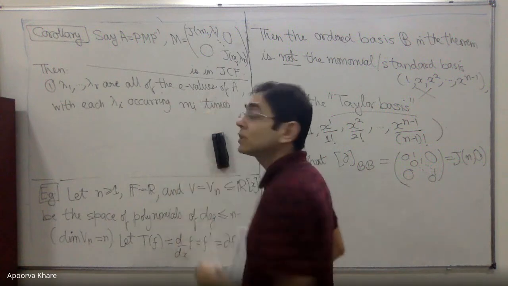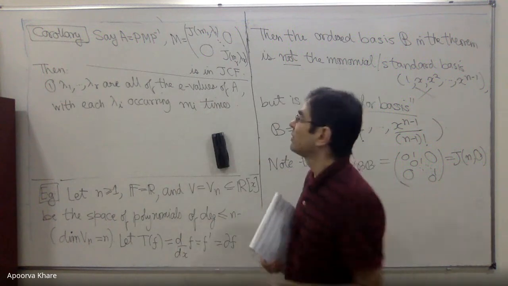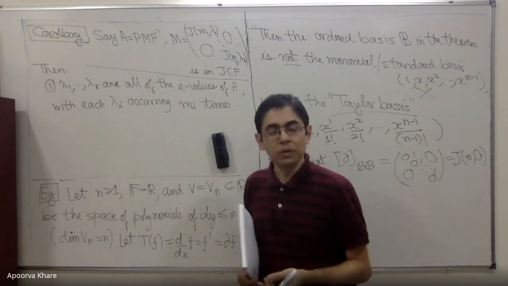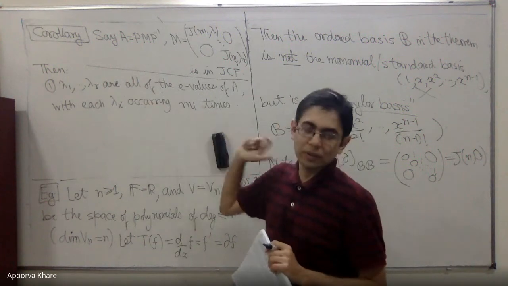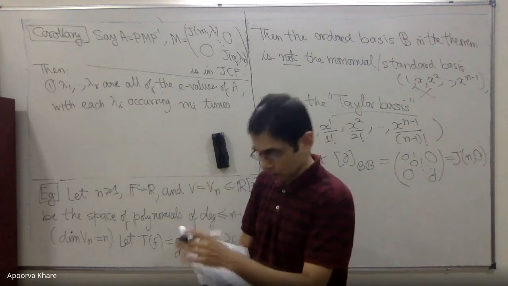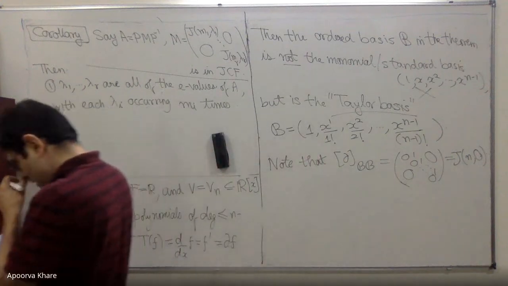Now notice, I'm not saying that the lambdas are distinct. So if lambda 1 and lambda 2 are the same number, they will occur m1 plus m2 times. And you're saying each lambda I occurs m I times. You can group together equal eigenvalues.